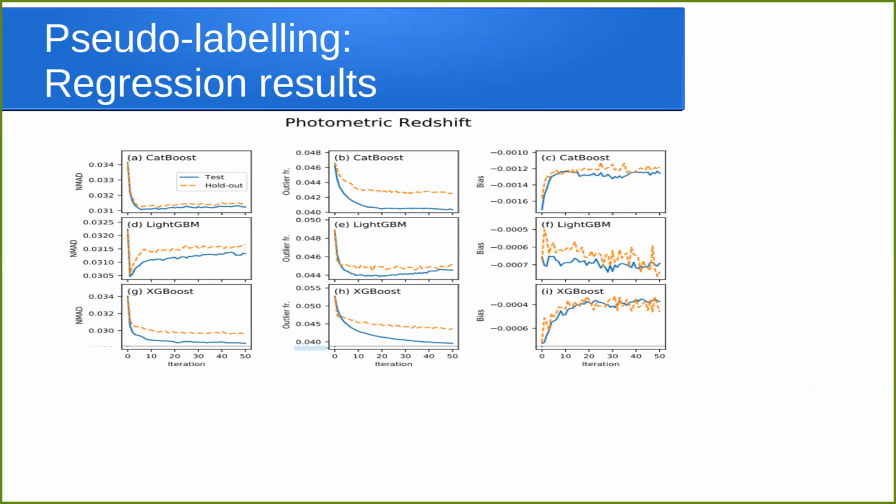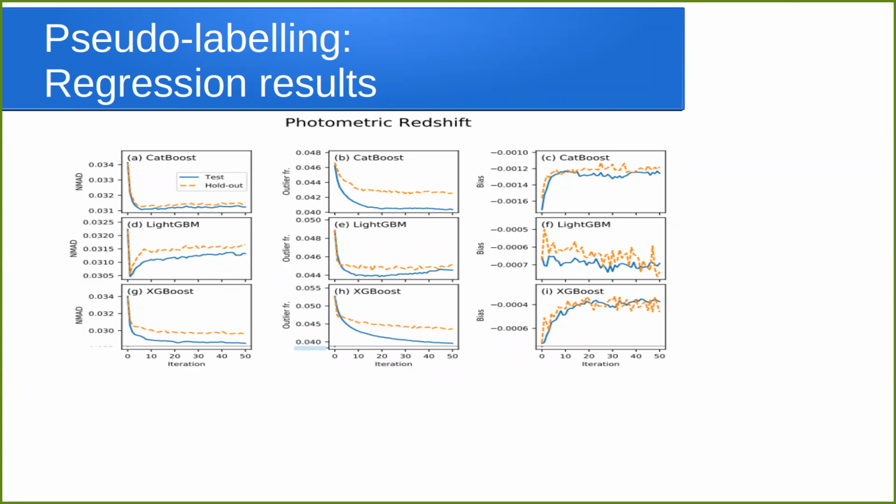So here I'm showing results just for photometric redshift. I'm showing the NMAD, the outlier fraction, and the bias metrics for 3 different learning algorithms. Along the x-axis, you have the iteration number. Iteration 0 is the first model, which is only trained on the training data, and every subsequent iteration uses this pseudo-labeled data, which is gradually being updated. What you can see very clearly, looking at the test data which was used for pseudo-labeling, is a very sharp and quick decrease in the metric, so an improvement in the model quality, which either plateaus or bounces, and then you start to overfit later on in some cases.